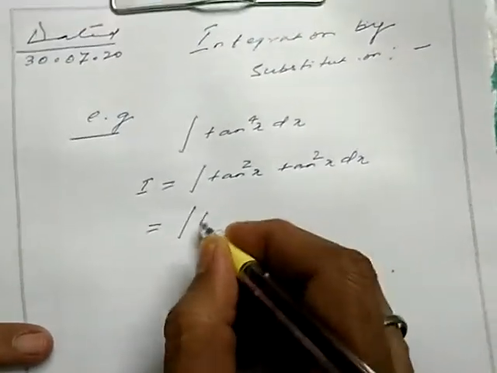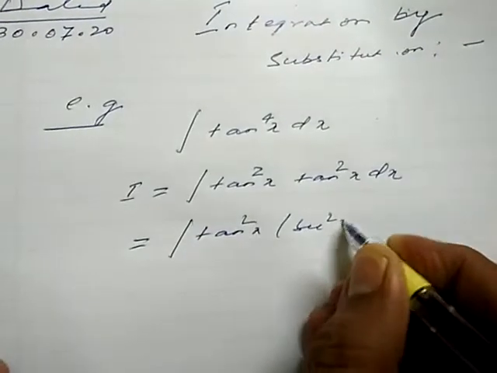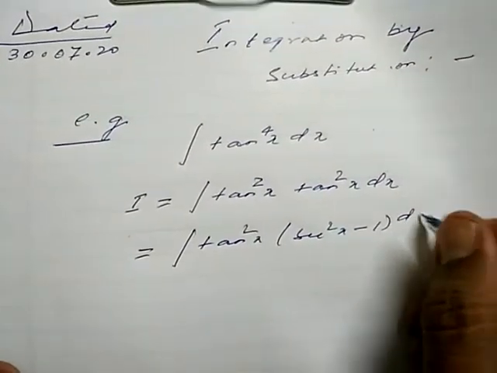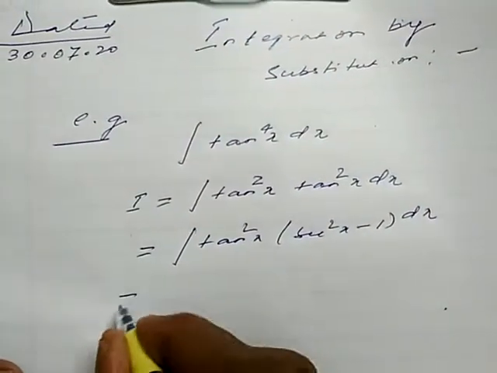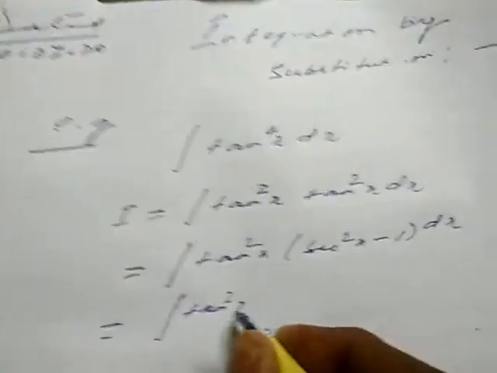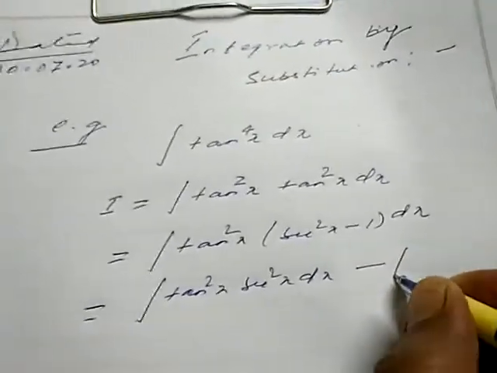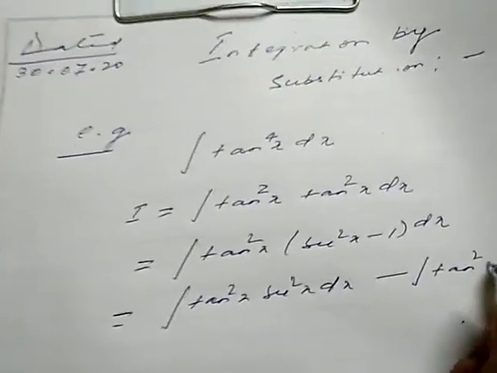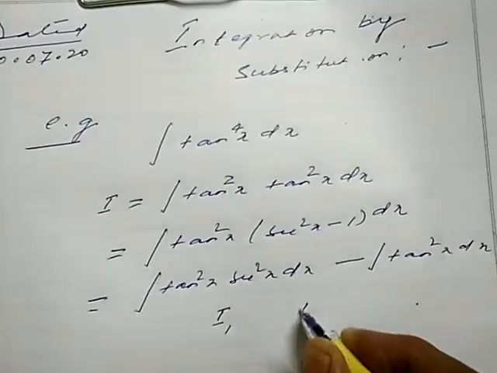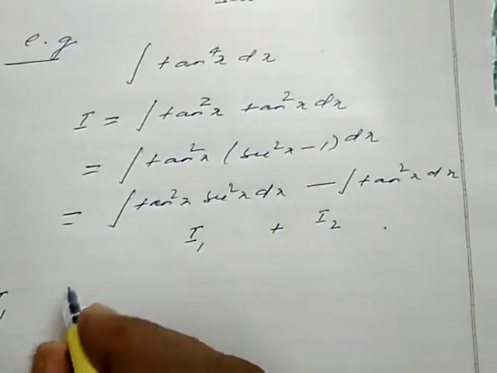After doing so, this is tan square x, we'll leave as it is, and we'll change the other into sec square x minus 1, because this is a formula for tan square x. Earlier we have gone through it in the identities. Now I am making two parts. One is tan square x sec square x dx. The other is minus tan square x dx. So we are getting two parts. Let's suppose this is I1, this is I2. First of all, we will go with I1 so that we can get I.